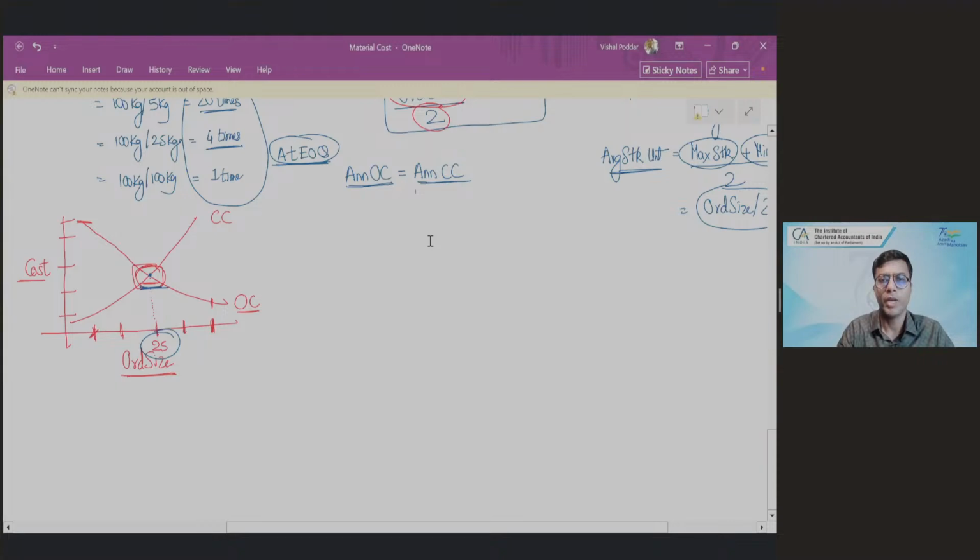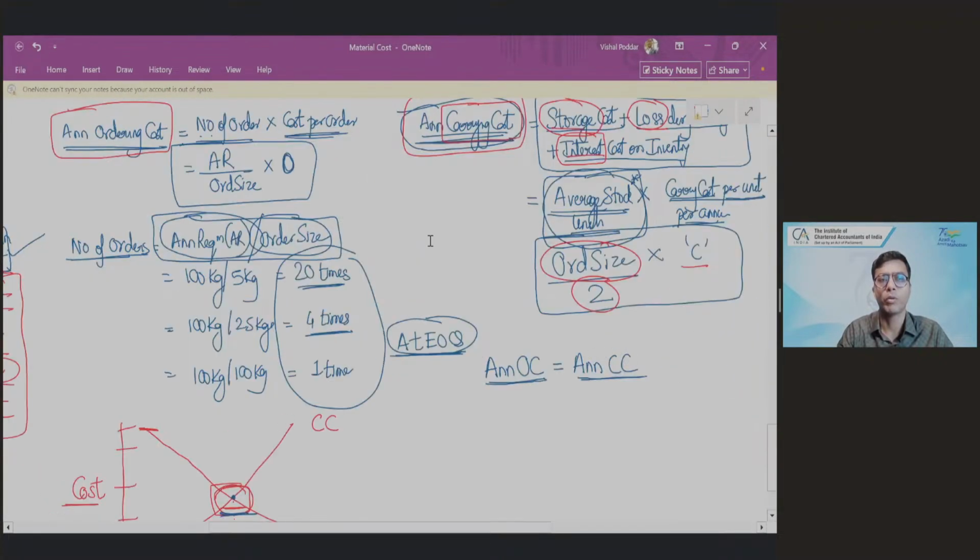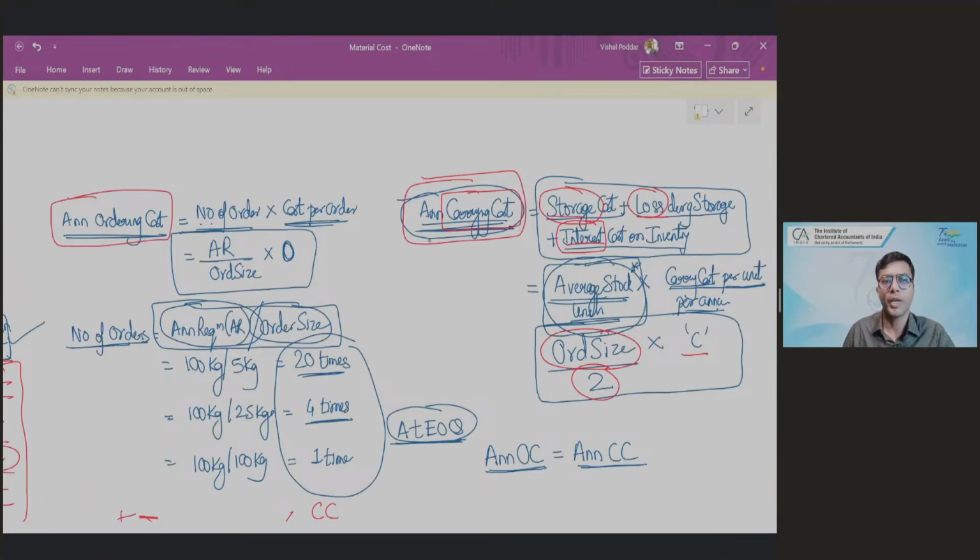Now, we had determined the independent formula of both these things. How to find out my annual ordering cost, that is, the total cost of ordering for the year.